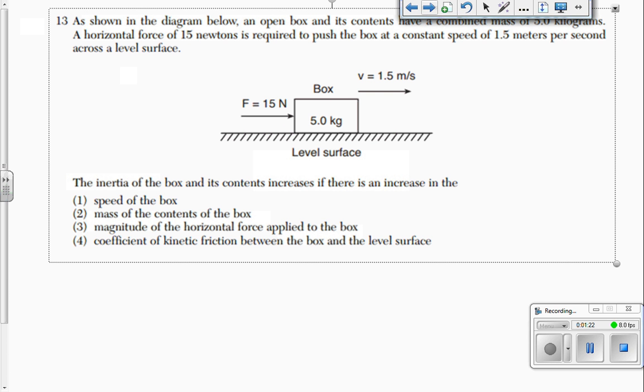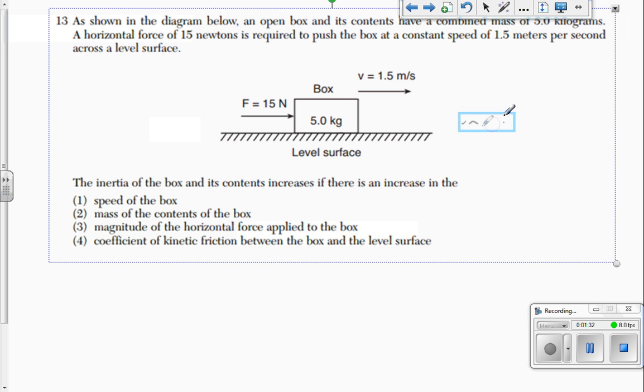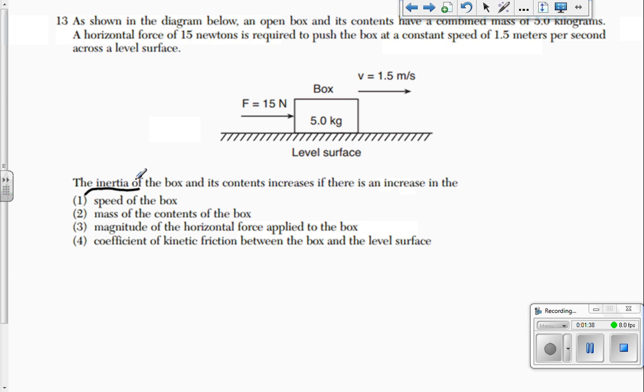Number 13, this has a lot of distracting information. It tells us velocity, it tells us force, it tells us mass, it tells us about this surface, and then what it ultimately asks is it asks us about inertia. And if you remember, the only thing that determines your inertia is mass, and so the only answer that actually talks about mass is number 2. Everything else is just a distractor.